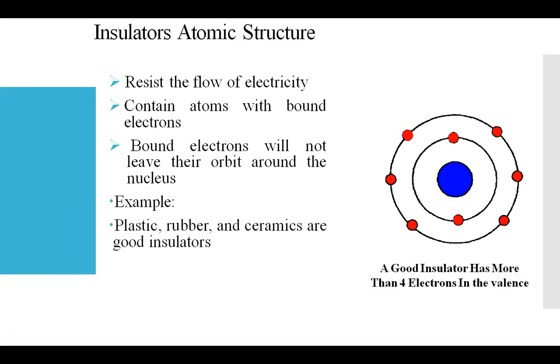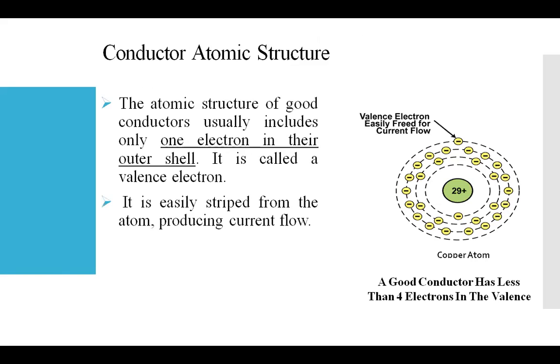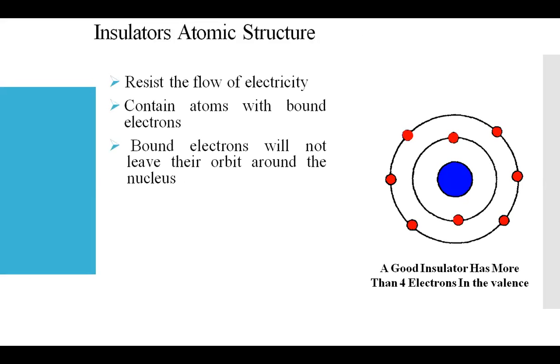Now let's go to the other material, the semiconductor atomic structure. Earlier we discussed the conductor, which has the valence electron so that electricity or current can flow easily. Only one electron in the outer cell, meaning the valence electron. But an insulator resists the flow of electricity, so it has more than 4 electrons in the valence.